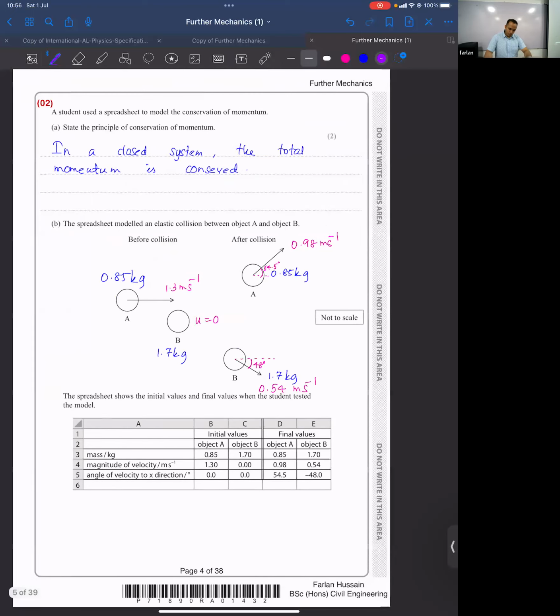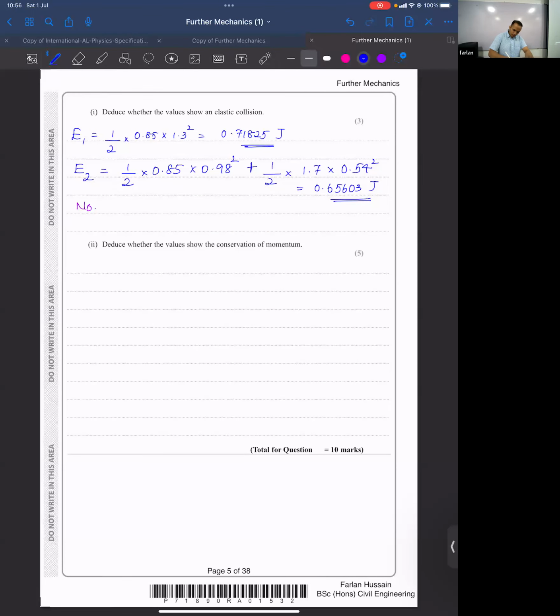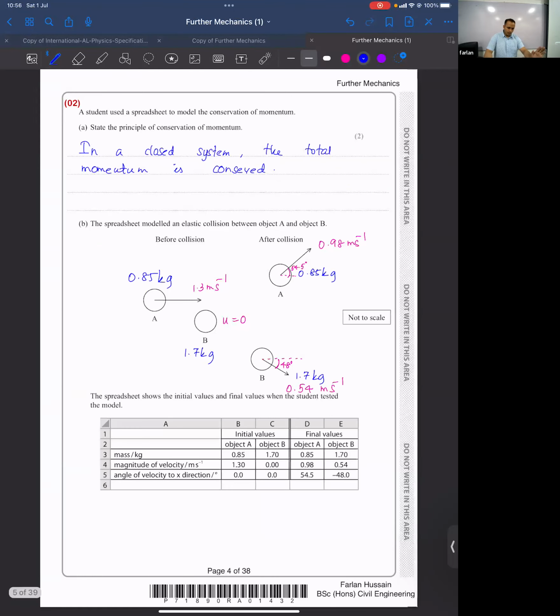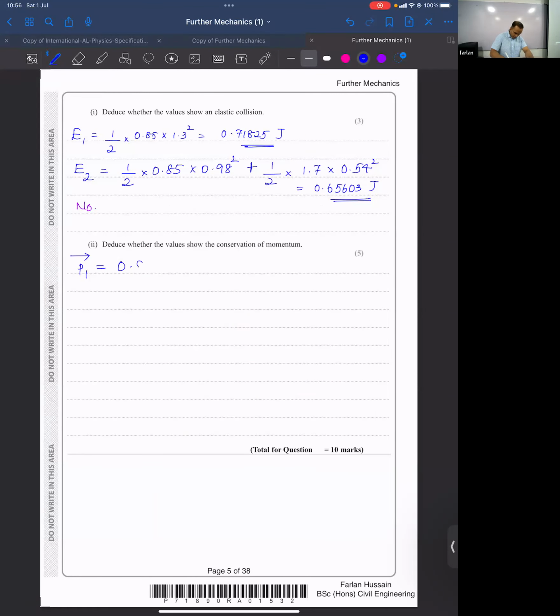So if I consider the momentum P1 to the right before the collision. What is the momentum before the collision to the right? 0.85 into 1.3, that is 1.105 Newton seconds.